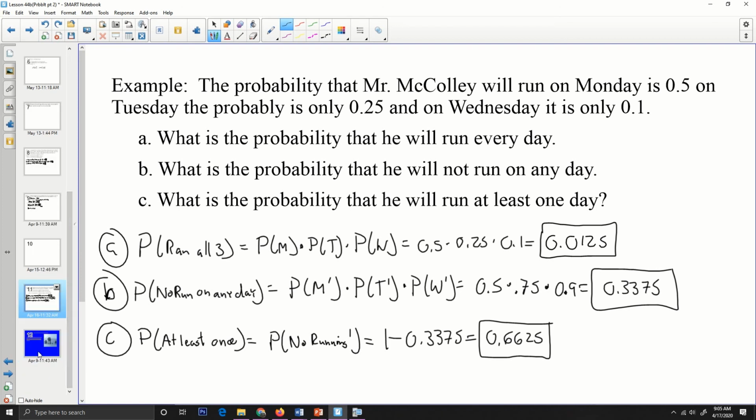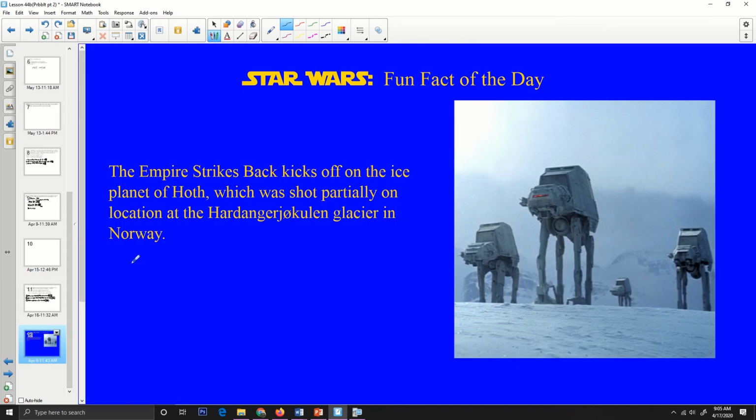Well, that's all I got for today, folks. So, in Empire Strikes Back, the movie kicks off on an ice planet on Hoth, which was shot partially on location at the Pre-Calculin Glacier in Norway. I tried to pronounce that well, but maybe you could find a better pronunciation.